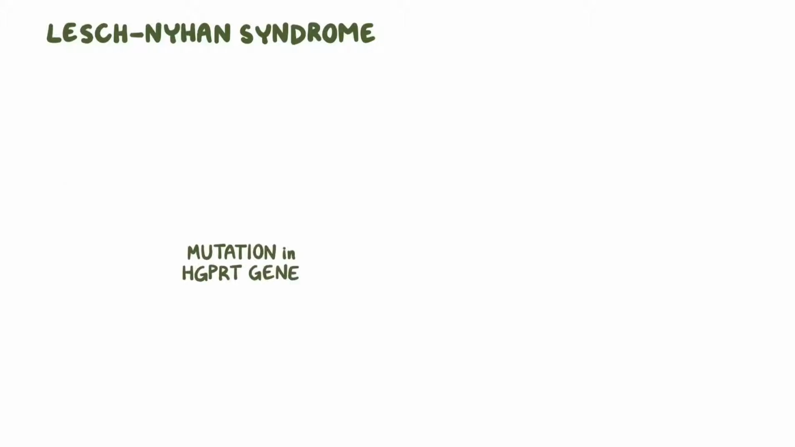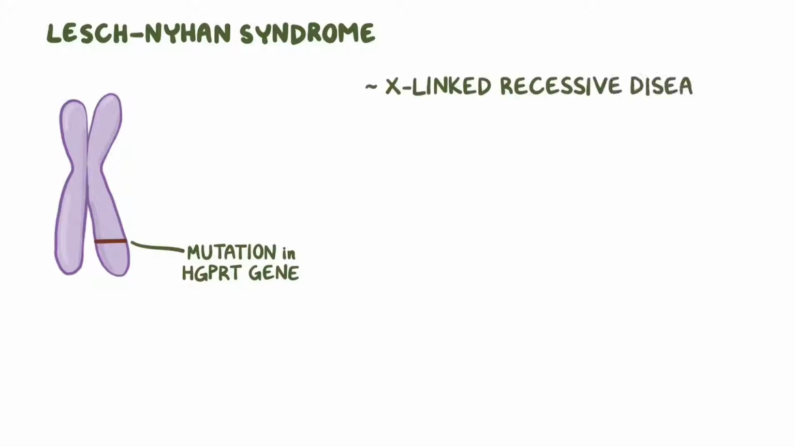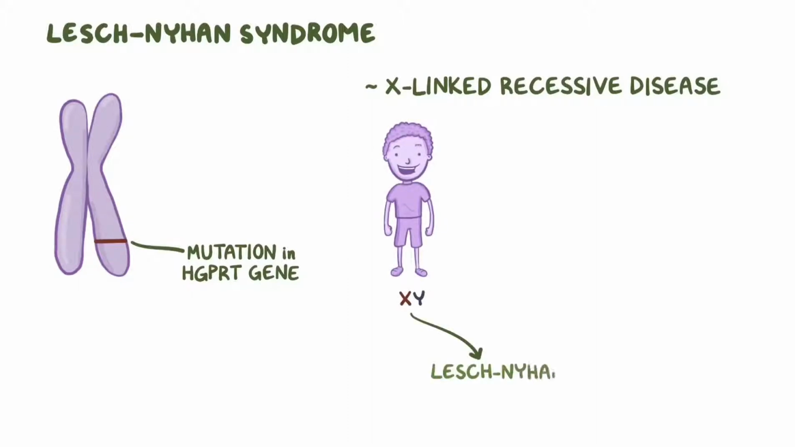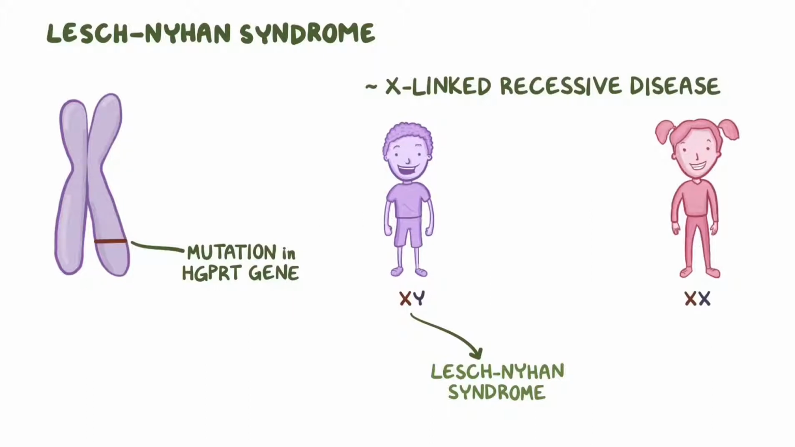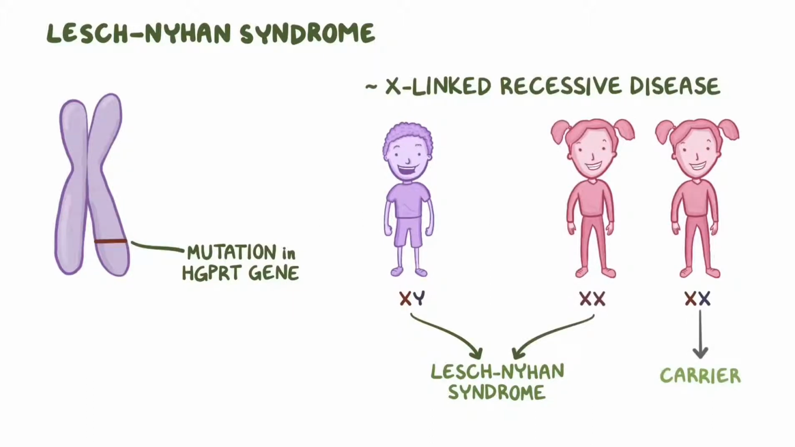Now, in Lesch-Nyhan syndrome, there's a mutation in the HGPRT gene, which is on the X chromosome. So, Lesch-Nyhan syndrome is an X-linked recessive condition, and it almost exclusively occurs in males, because if they get one mutation, they get the disease. In females, a single mutation makes them a carrier, and 2 mutations are needed to have the disease. Finally, the mutation sometimes arises sporadically rather than being inherited from a parent.